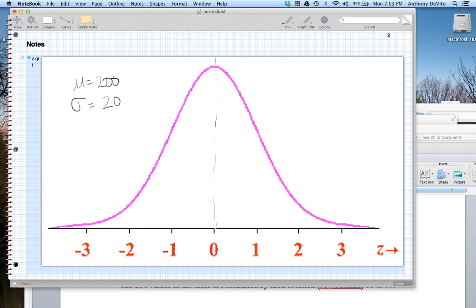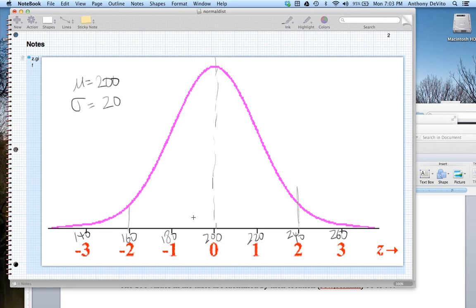Now, if we were to look at this distribution of this population, the mean is in the middle. So it would have a z-score of 0, right, and be right about there. So the value 200 would be here. One standard deviation to the left of the mean would be 180. Two standard deviations to the left would be 160, 140, and to the right would be 220, 240, and 260, right?